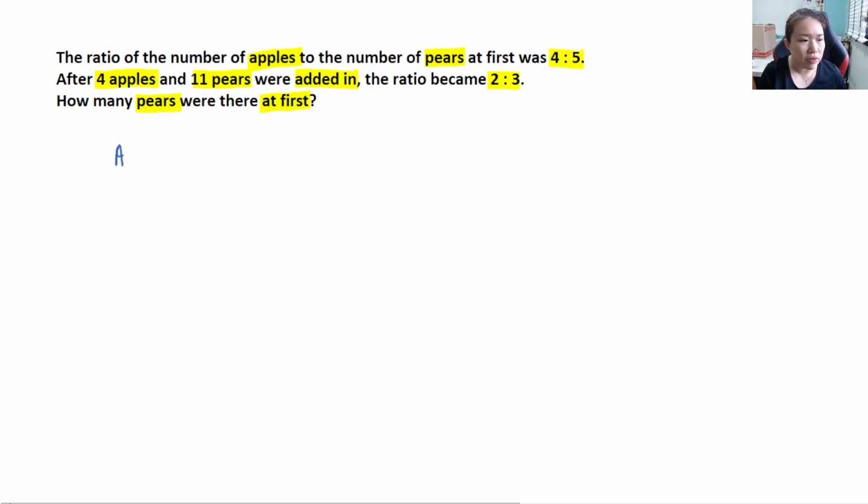So I'm just going to write the before and after ratio. Apples is to pears, 4:5. Then in the end, apples is to pears, that will be 2:3. So since everything changed, we're unable to link the two ratios together. So I'm going to name the before as units and the after as parts.